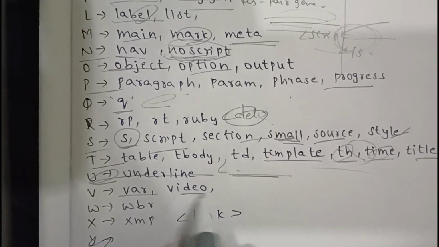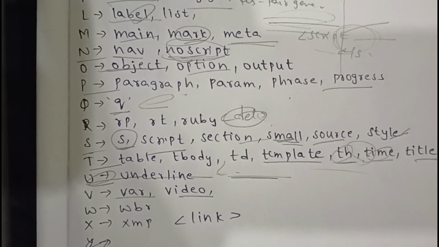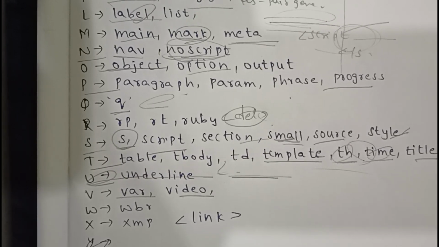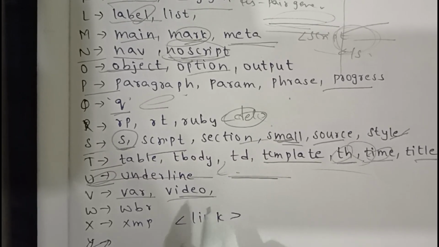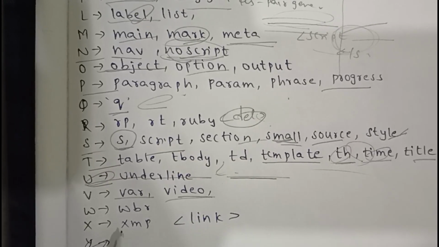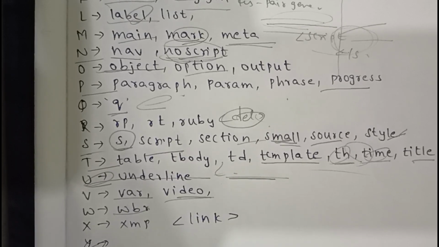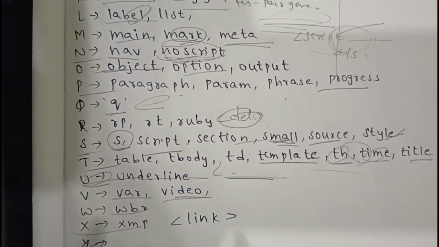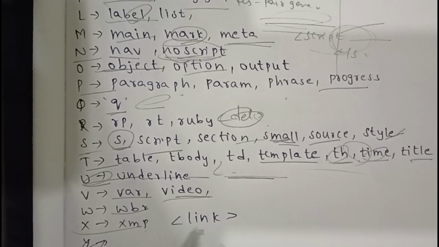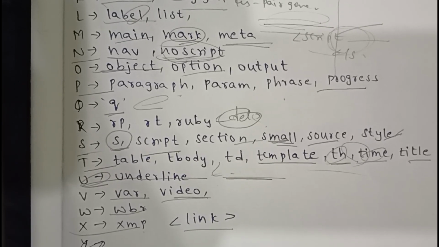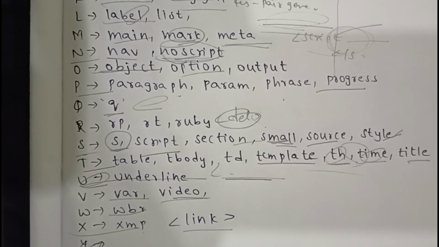In v we have variable and video. What is variable? Var is used to specify the variable in a mathematical equation or a computer program. Video means HTML5 video, along with the different ways to add videos to HTML pages. Next, wbr. What does wbr mean? It is a tag which is used to define a position within the text which is treated as a line break opportunity by the browser. Next, x. In x we have xmp, which is used to create content in letter format. And link tag is used to link external resources such as style sheets or icons to the HTML document, which is typically placed in the header section.